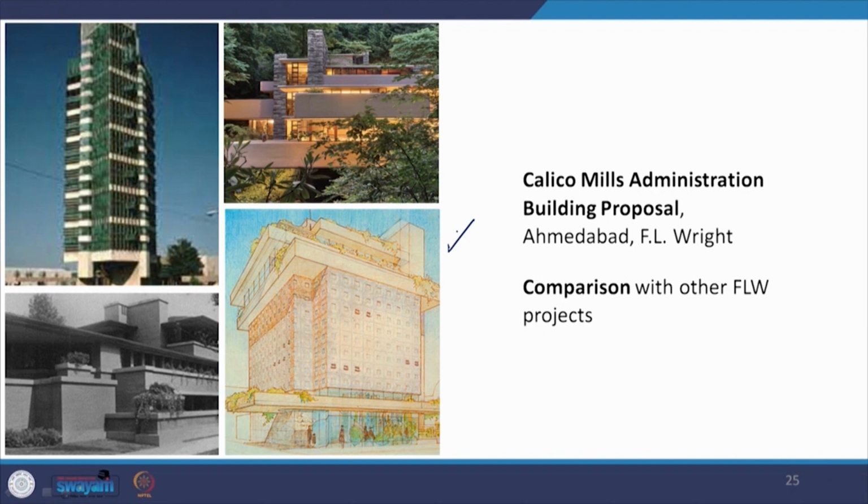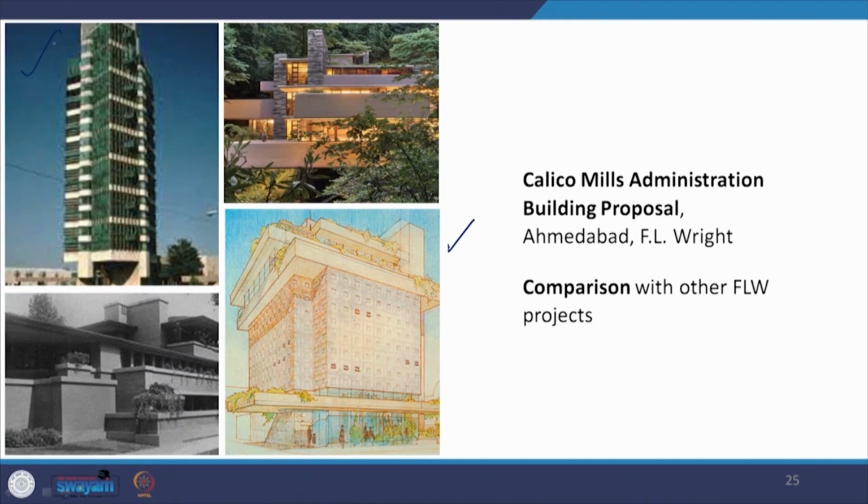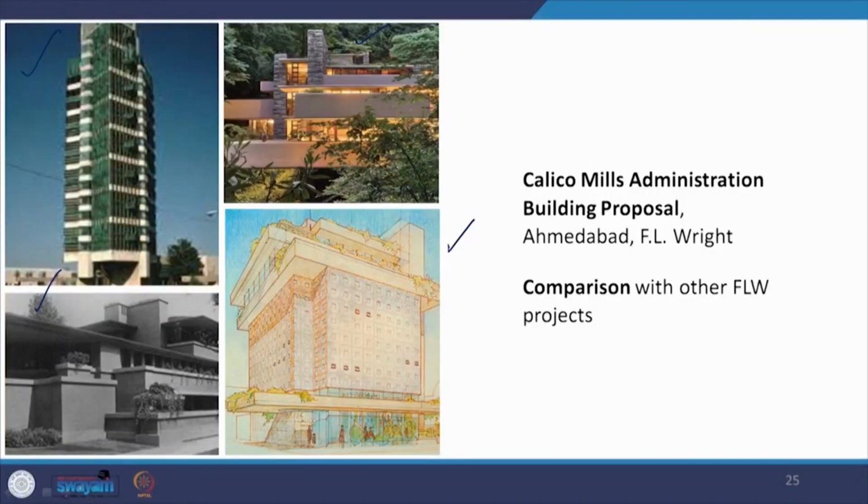But if you look at this building, you are immediately reminded of the design features of Wright's work in the final, let's say, 15 to 20 years of his life. We see that in the Price Tower. We see those modernist international style ideas along with this organic approach in Fallingwater. We see the idea of horizontal floating planes in the Robie House around 1908, I believe, and we see a similar idea of vertical and horizontal planes in the Calico Mills building.